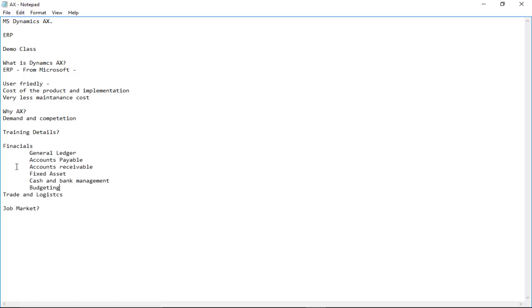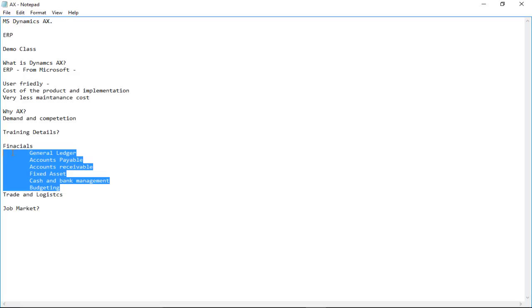These 6 modules are part of general ledger area. Basically, to do these financial operations like payables, receivables, assets management, cash and bank management, and preparation of budgets, one among us, or some people among us, will act as finance consultants.